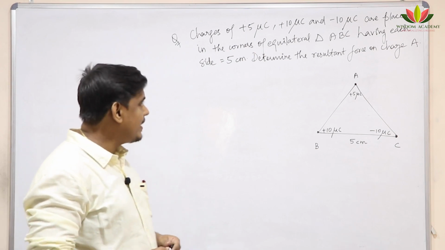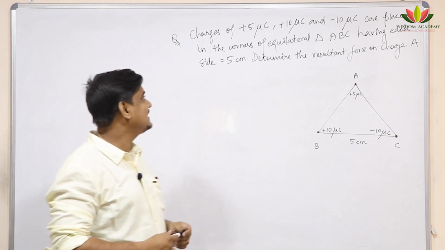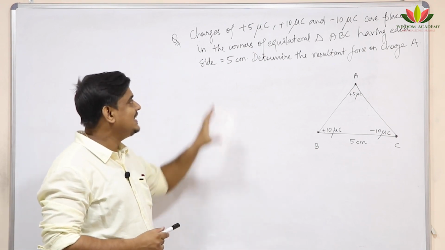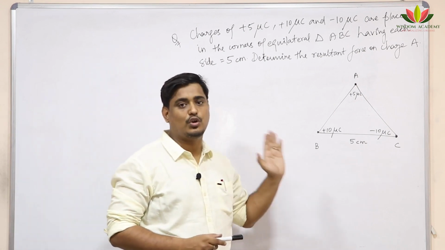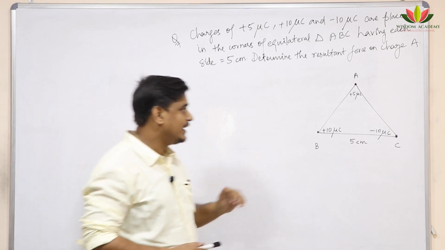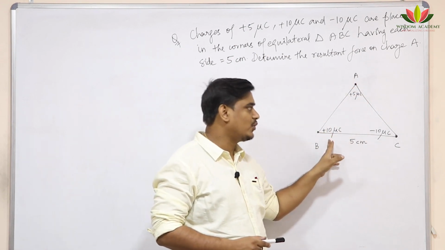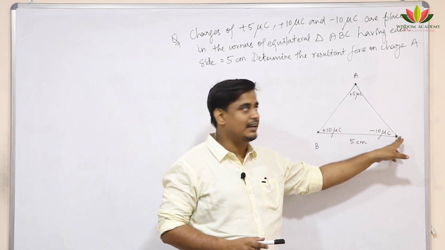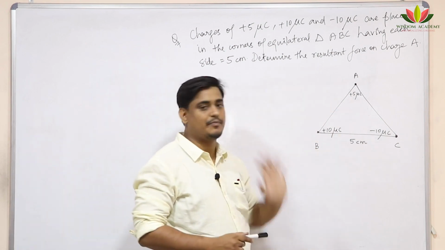Charges of plus 5 microcoulomb, plus 10 microcoulomb and minus 10 microcoulomb are placed at the corners of an equilateral triangle ABC, having each side as 5 centimeter. Determine the resultant force on charge A. So they have taken 3 charges, plus 5 microcoulomb, plus 10 microcoulomb, minus 10 microcoulomb, at the 3 vertices of an equilateral triangle. They are asking to find the net force acting at A.